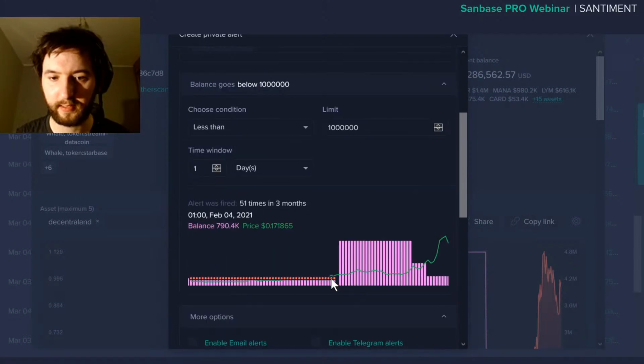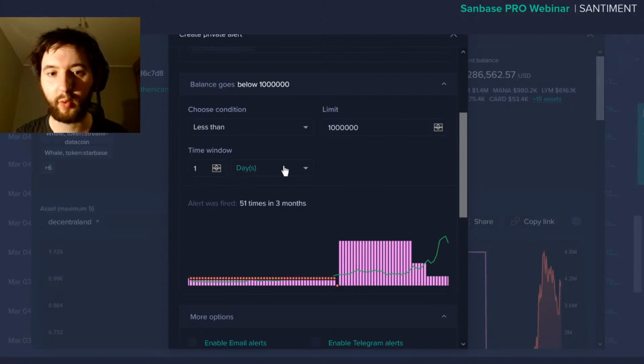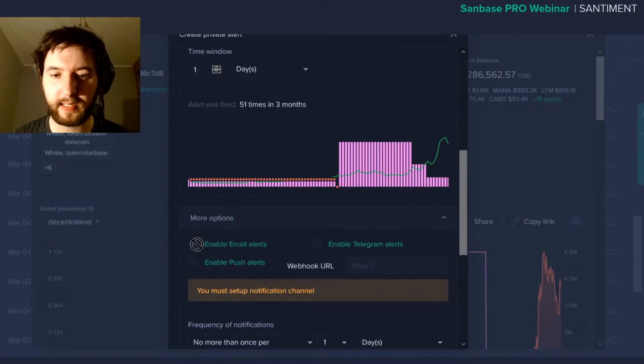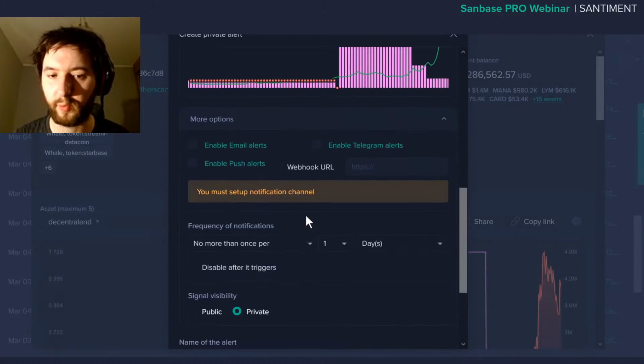And you can see that this is when it happened in the past. Currently, it hasn't happened because its balance is exactly 1 million, right? So you can set up a time window, let's say in the last day, once it drops below 1 million in the last day. And you can set up how you want to be notified about this move. Do you want to enable email alerts, Telegram alerts, push alerts, whatever you want?